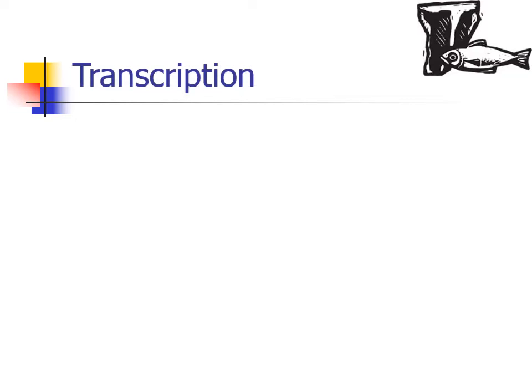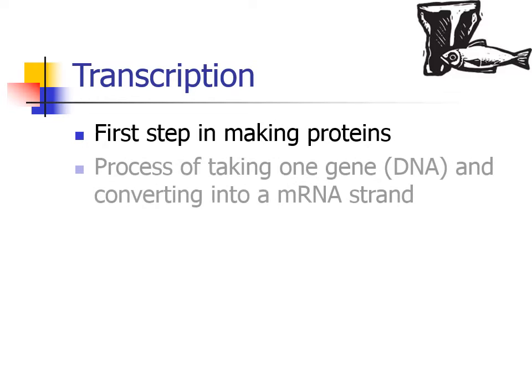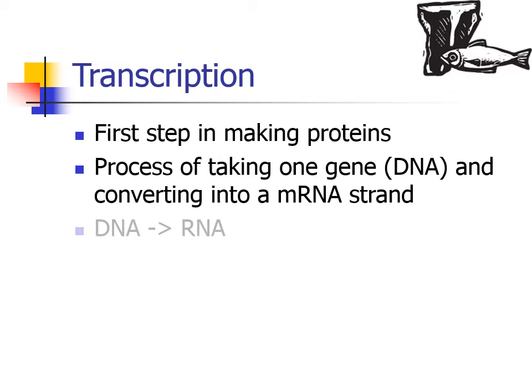The first main part of protein synthesis is known as transcription. So it's the first step in making proteins. It's the process of taking one gene, DNA, and converting it into a messenger RNA strand. So you're going from DNA to RNA.